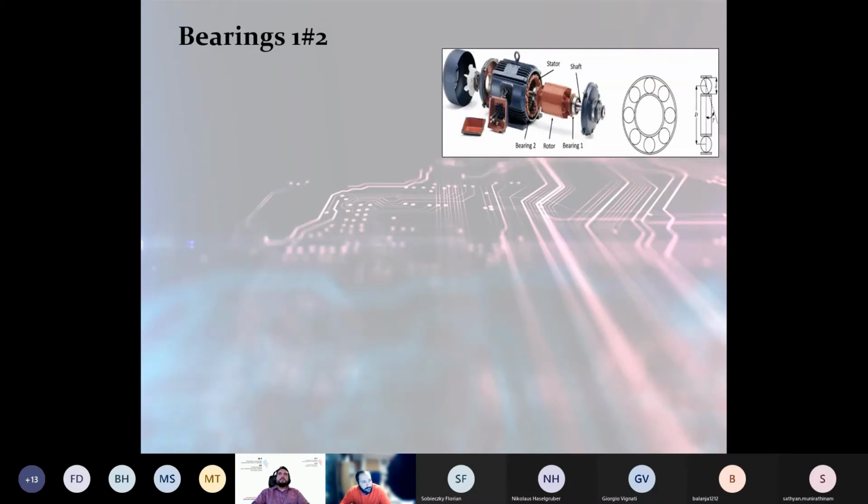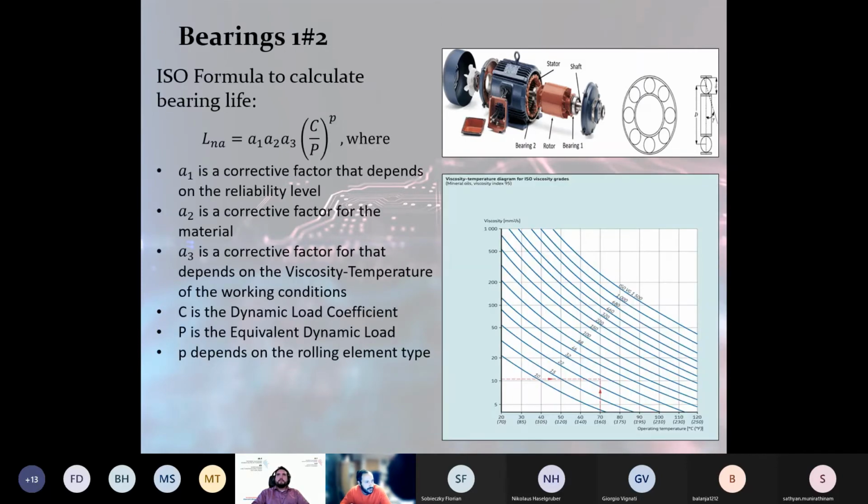The other claim is about bearings. Bearings were the other component, and it has been found in the ISO a formula to calculate the general bearing life that can be computed according to this formula, where NA is the reliability that we expect to have. With this formula that depends on many factors, alpha 1, alpha 2, alpha 3, C and P, you can have a rough idea of the expected life of a bearing.